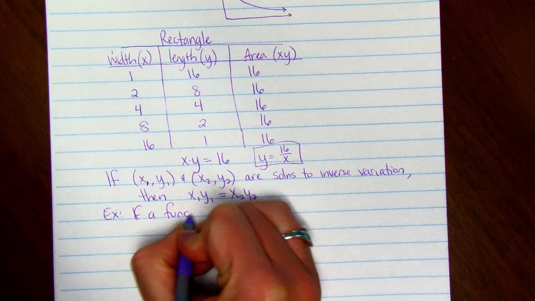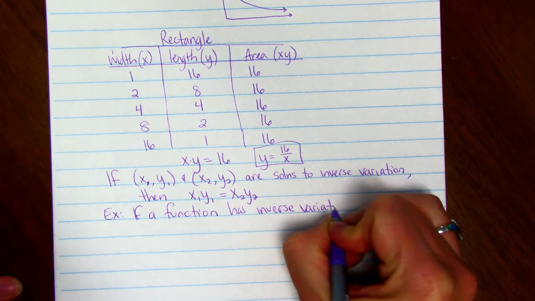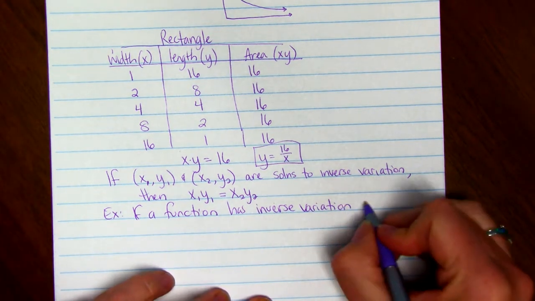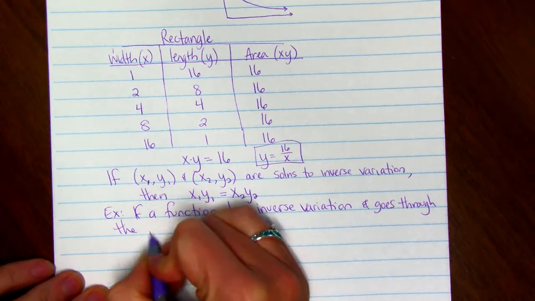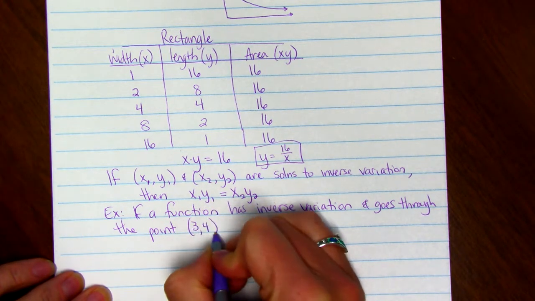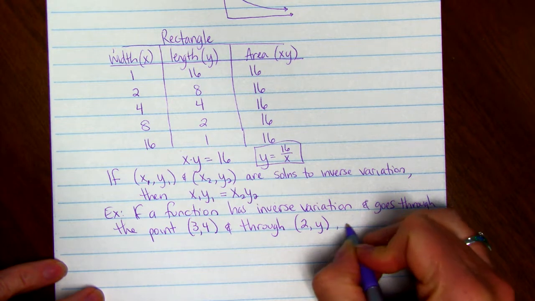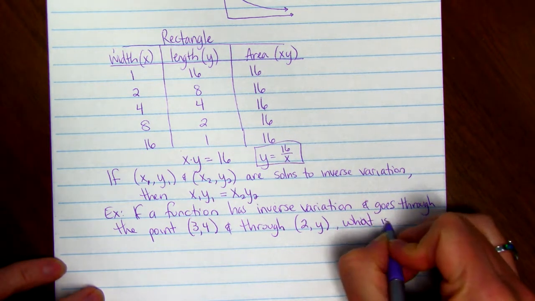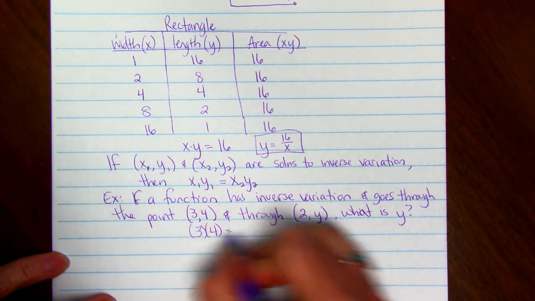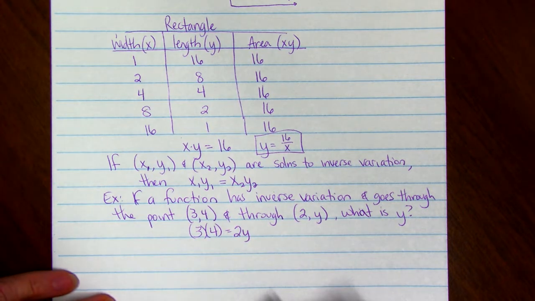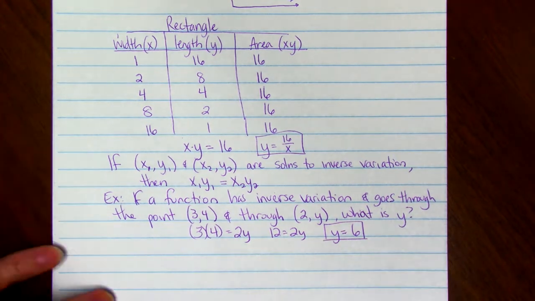Here's an example. If a function has inverse variation and goes through the point 3, 4 and through the point 2, y, what is y? We can multiply 3 and 4, and that has to equal 2 times y. So we have 12 equals 2y, which gives us that y will be 6. And that would be the answer to that question.